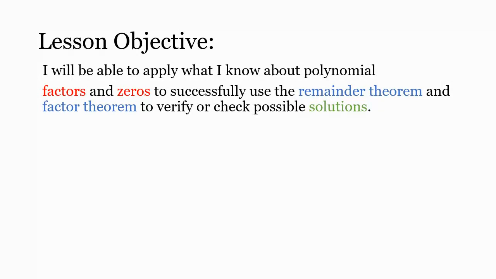So not a crazy long lesson. This isn't anything really. Realistically, you've been doing this. You just didn't have a name for it. So I'll be able to apply what I know about polynomial factors and zeros. Make sure you're paying attention to the difference between those to successfully use both the remainder theorem and the factor theorem, to verify or check for possible solutions. This builds on or goes along with long division and synthetic division to verify and find factors. I didn't do any synthetic division in this. So you can just plug in.